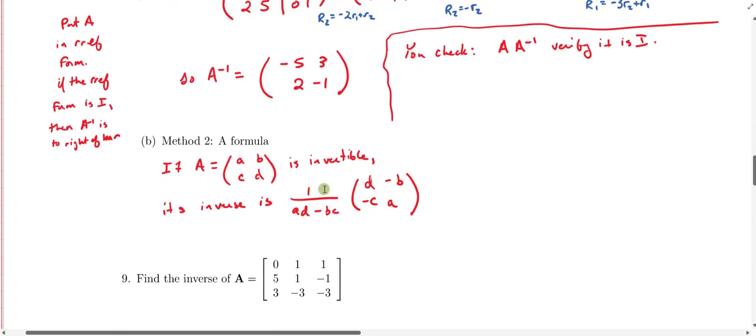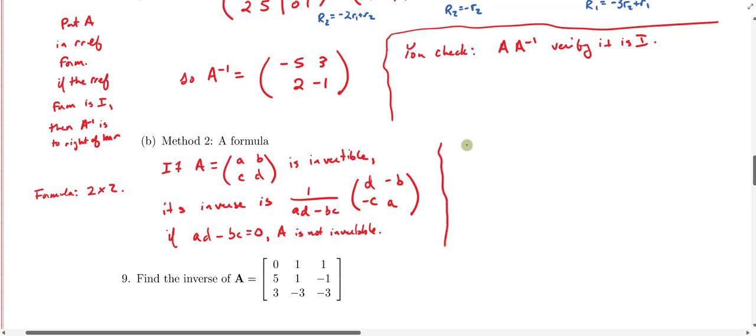Okay. And this formula is especially helpful because if the product AD minus BC equals 0, that's a necessary and sufficient condition for matrix A to not be invertible. So if AD minus BC equals 0, matrix A is not invertible. Now, it probably goes without saying, but let me remind you that this is a formula for a 2 by 2 matrix. The formula that I gave you wouldn't work if this wasn't a 2 by 2 matrix.